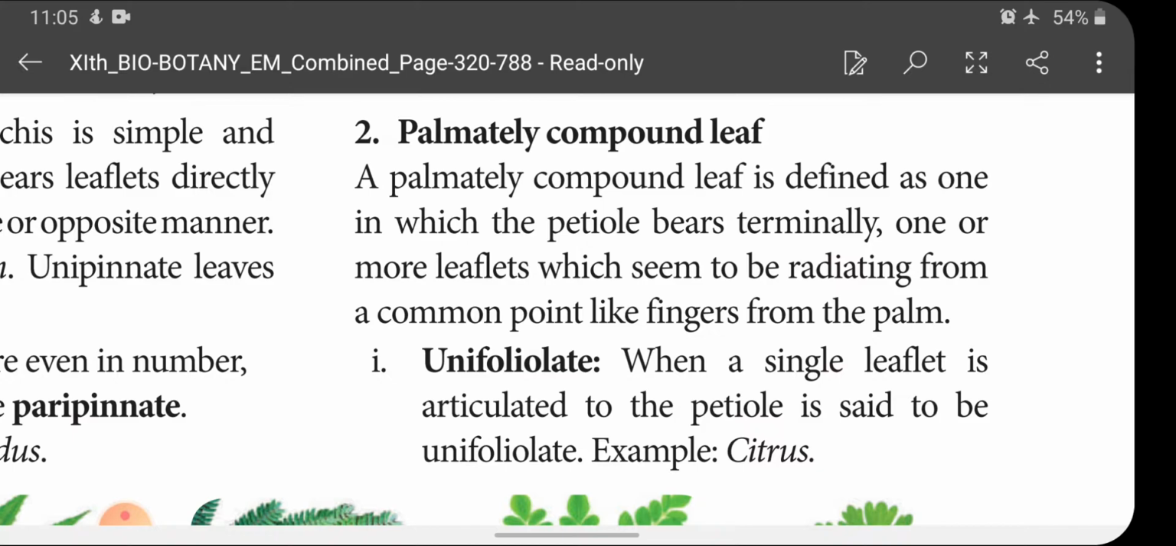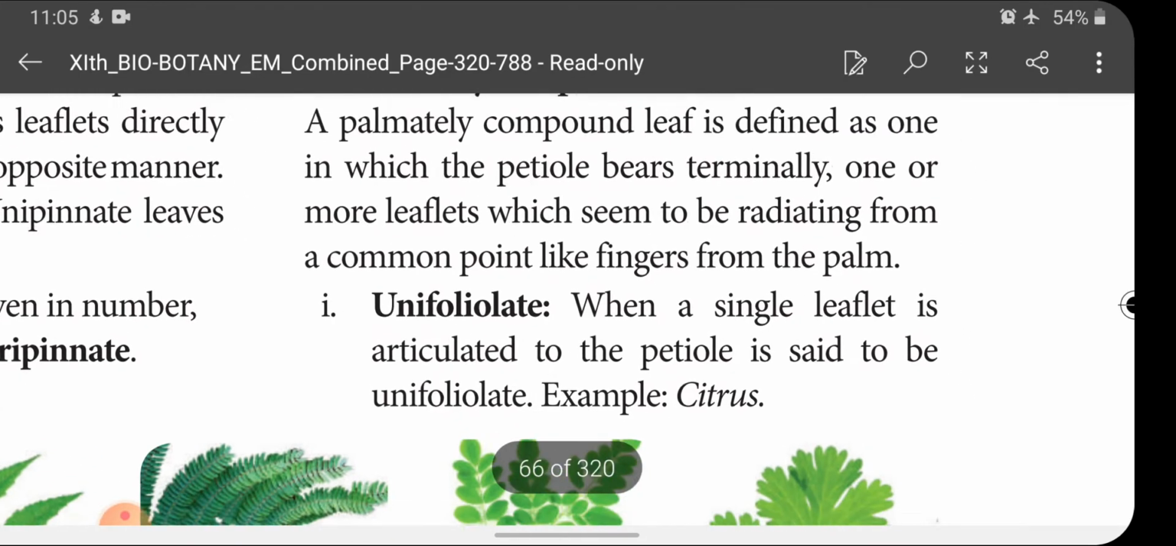Palmately compound leaf. A palmately compound leaf is defined as one in which a petiole bears leaves at its terminal region. It will not bear leaves on either side. The petiole bears one or two or three or more than three leaves at its terminal end, and it looks like leaves are radiating from a common point, like fingers radiating from the palm. That's what it is called. What? Palmately compound leaves.